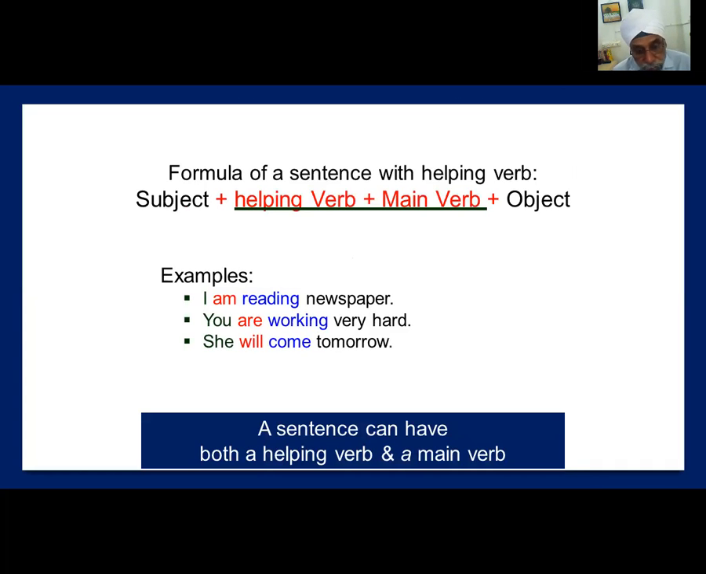Now, we may or may not have a helping verb in our sentence. If we have a helping verb in the sentence, then the formula becomes subject plus helping verb plus main verb plus object. And we see the example sentences: I'm reading newspaper, you are working very hard, she will come tomorrow. In these sentences, am, are, will are helping verbs. Read, work, come are action verbs.